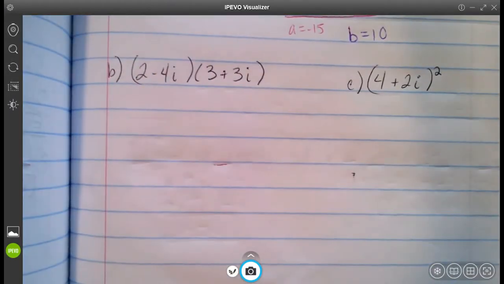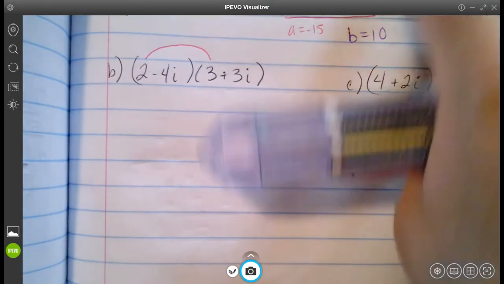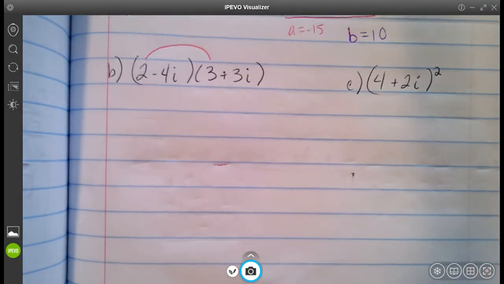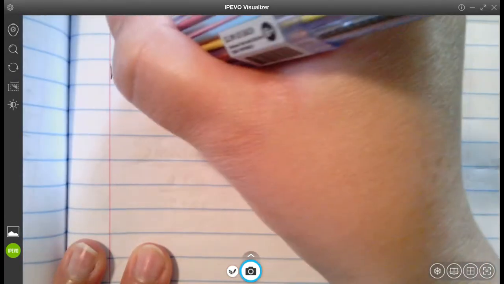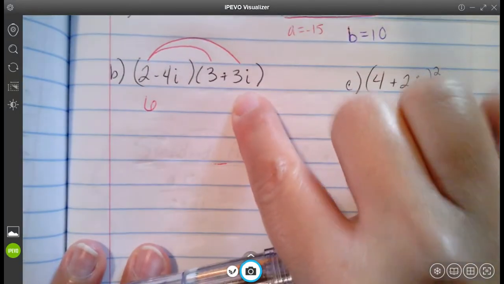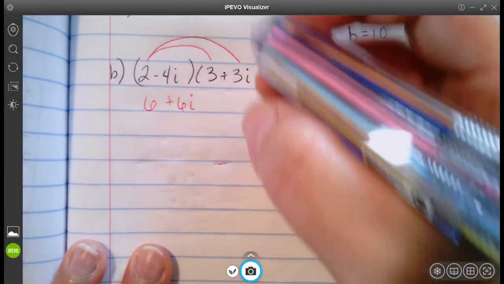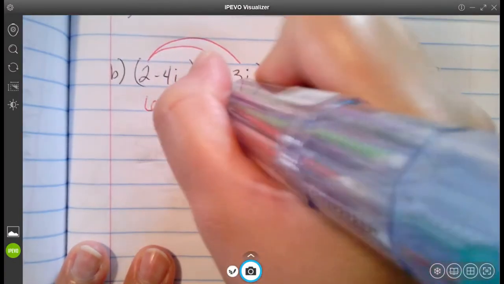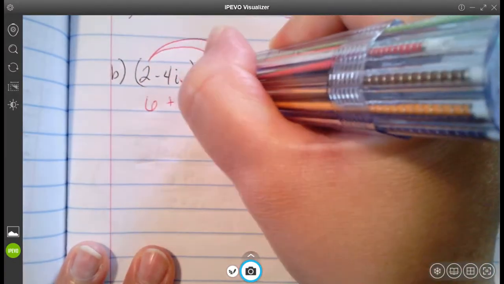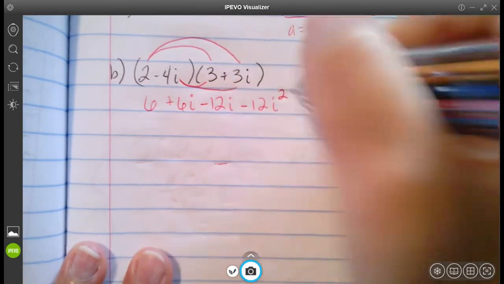So letter B is an actual FOIL problem, so let's go ahead and do that. We're going to go ahead and do 2 times 3, and I'm going to just follow FOIL. I'm not going to do every single step how they did it up here. I think FOIL is a little bit more familiar, okay? So 2 times 3 is going to give us positive 6, okay? Then 2 times 3i is going to give us positive 6i, okay? And then we do the inside, so negative 4i times 3 is going to give us negative 12i, and negative 4i times positive 3i is going to be negative 12i squared.